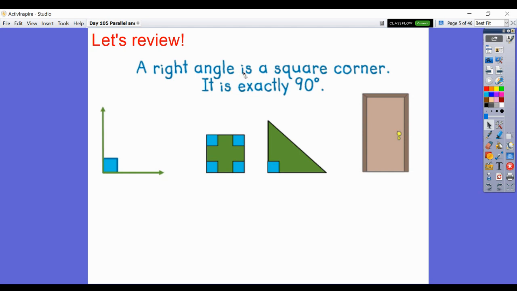A right angle is a square corner. It is exactly 90 degrees. If you take your finger and your thumb and spread them out, you make a right angle like that when you spread them all the way apart. So that is a right angle. Squares have four right angles, or rectangles. A right triangle has a right angle in one corner. Door frames have right angles.